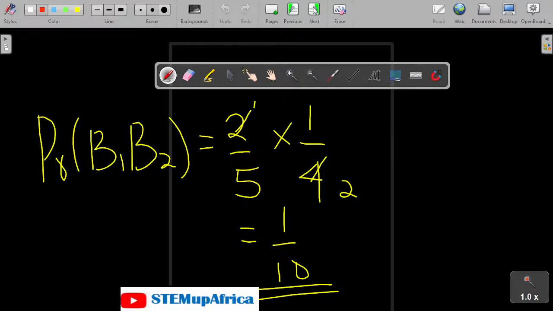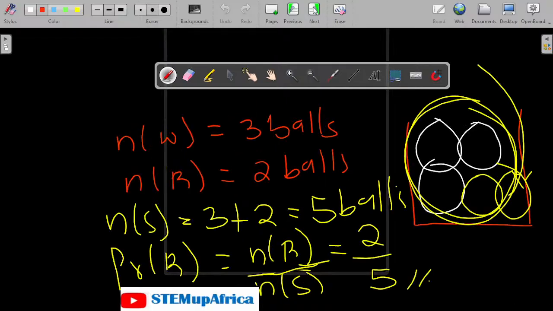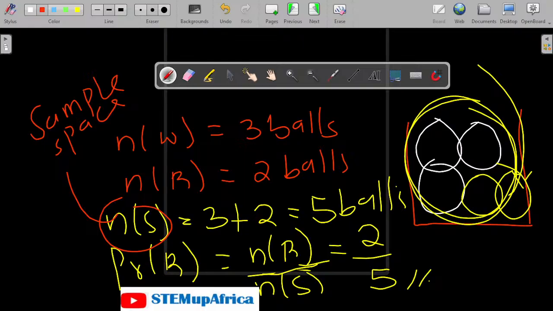So let's see. Let me write. Number of white balls is 3. Then the second one, number of black balls is 2. So what's the total number of balls, which is called the x? Total number, this is what you call n, is called sample space. That is the x, which is the total number of balls. So we now have 3 white plus 2 black, that will give us 5 balls.